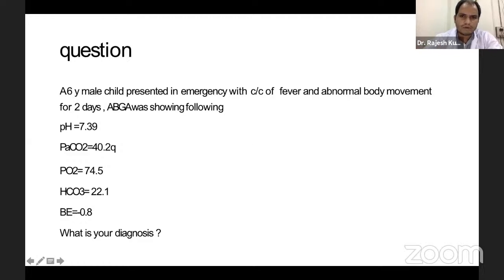Just a simple question, if anybody wants to answer it. A 6-year-old male child presented to the emergency with chief complaint of fever and abnormal body movement for 2 days. ABG was showing this: pH is 7.39, PCO2 is 40, PO2 is 74.5, bicarb is 22.1, base excess pointed. What is your diagnosis? If anybody wants to answer, they can put it into the chat box.